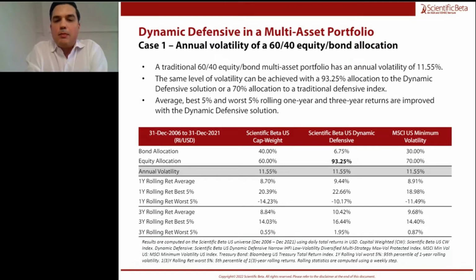And this is coming from two sources. It's coming from the ability to allocate more to equity and also from the ability of dynamic defensive to manage downside risks in an efficient manner.